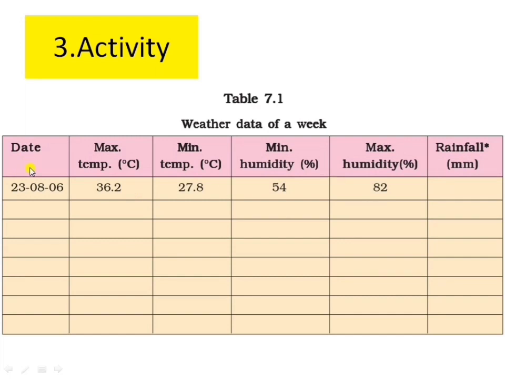So once you have collected the weather report, make a table like this. Okay, once you make the table like this, write the date, write the maximum temperature, maximum humidity, minimum humidity, then rainfall. Okay, write it in these boxes and compare your observation for every single day. And one more thing, if there is no rainfall, then just keep it blank.